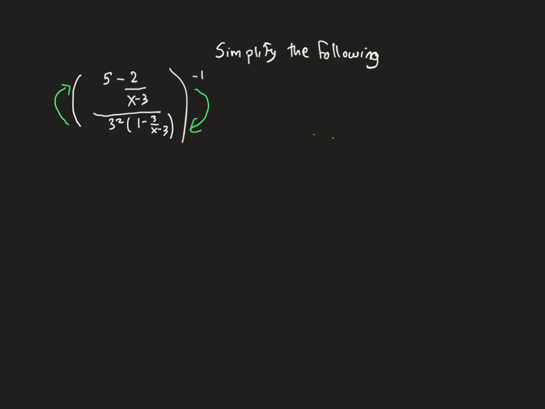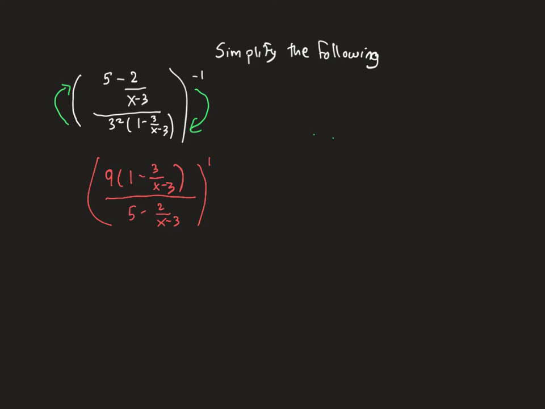You're going to take the whole thing. So this whole thing is going to move to the bottom. This whole thing is going to move to the top. Okay, so that's going to give me 3 squared, which is 9. 1 minus 3 over x minus 3 divided by 5 minus 2 over x minus 3. And this would be to the power of 1 now.